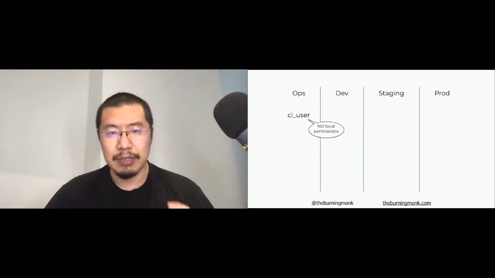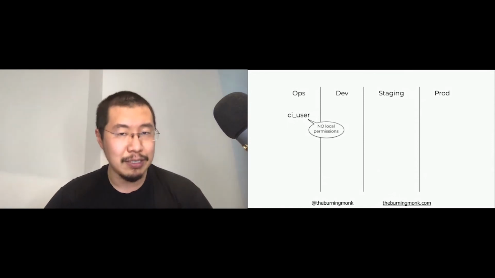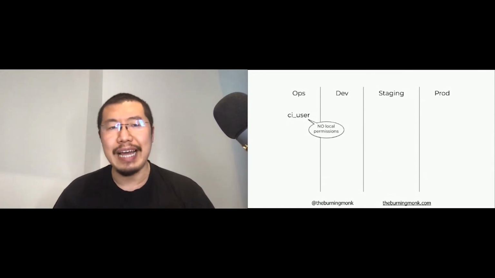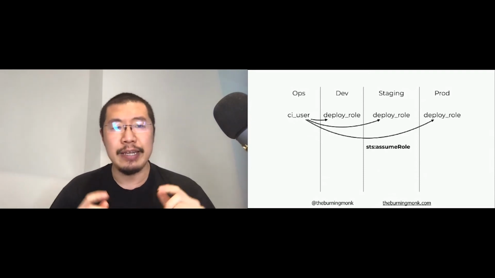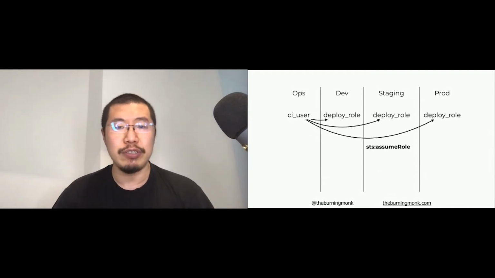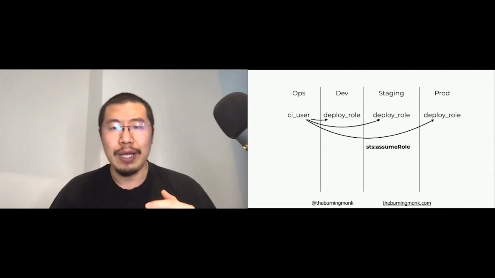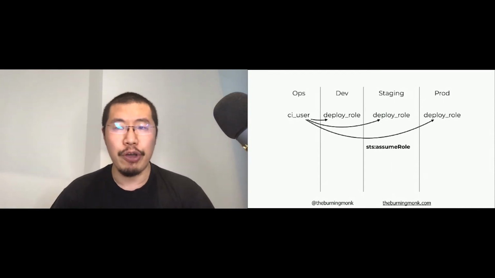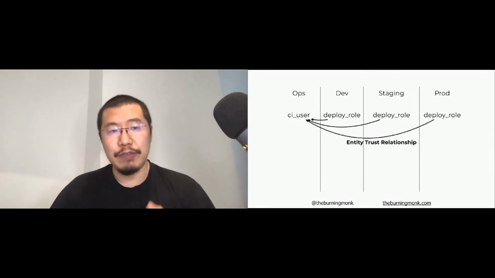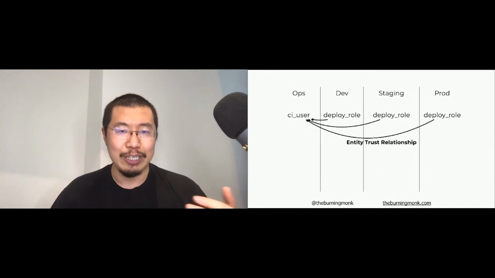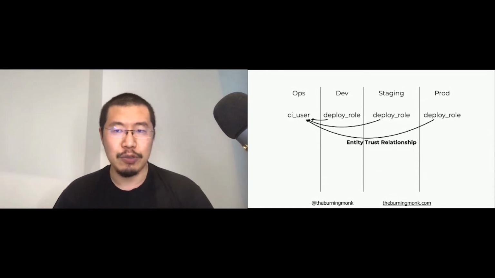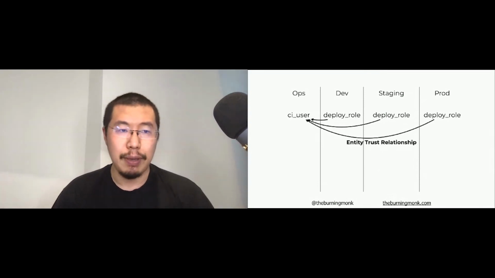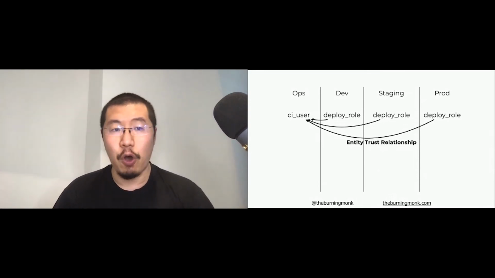So in the event that the credentials were somehow compromised and leaked, the attacker won't be able to do anything with those credentials in the ops account. And then in each of the AWS accounts where you want to deploy stuff into, these are your destination accounts, you will have a deploy role which this CI user is allowed to assume. And each of these deploy roles will have an entity trust relationship to this particular CI user in the ops account, so that they can only ever be assumed by this user and this user only.